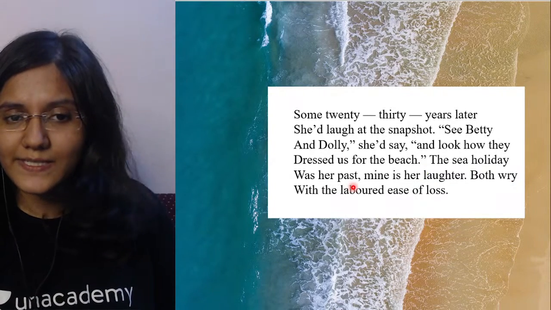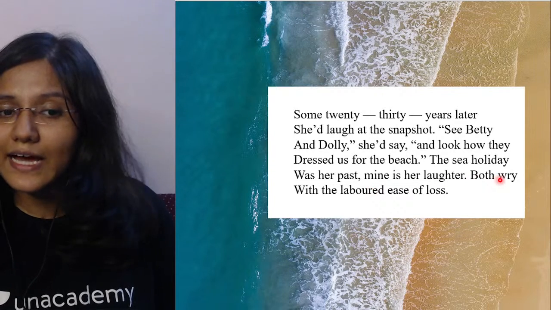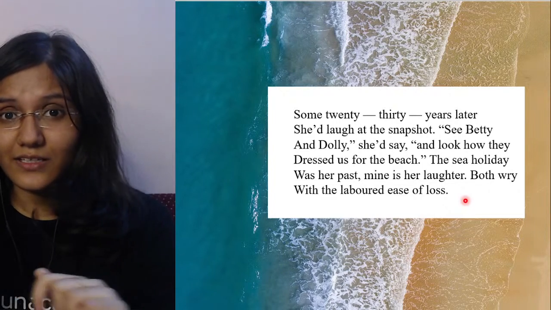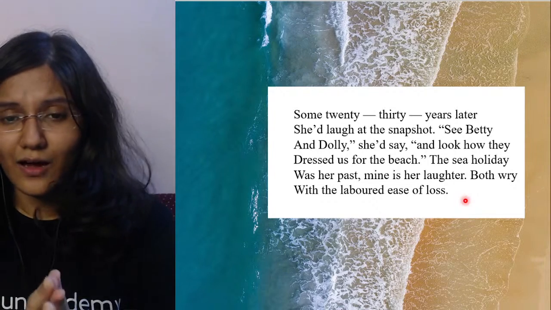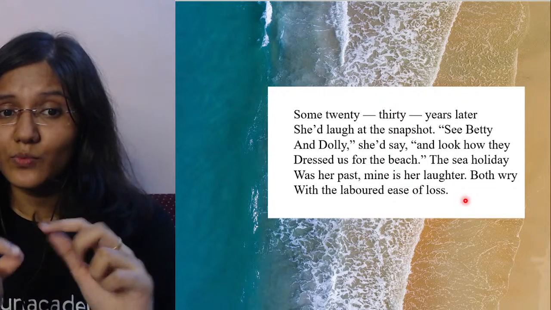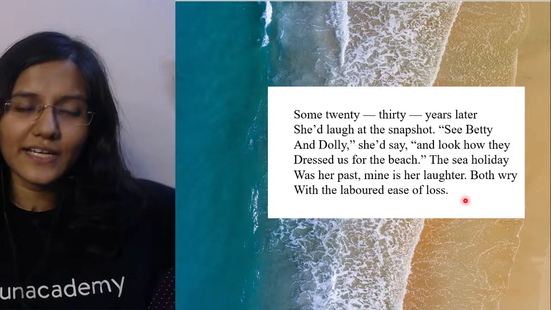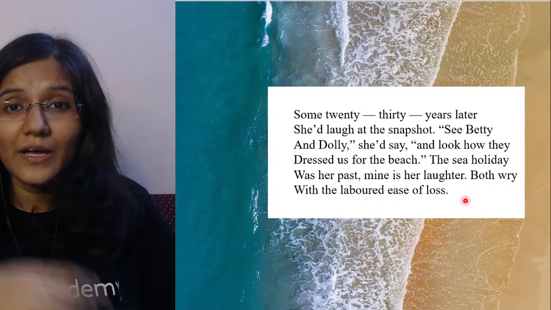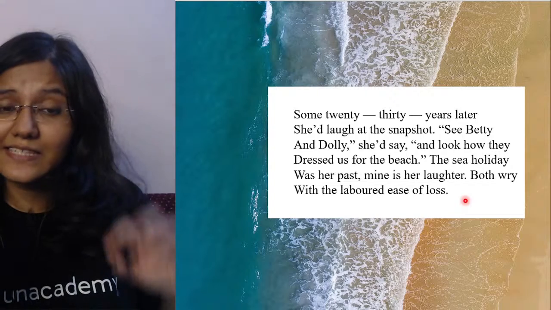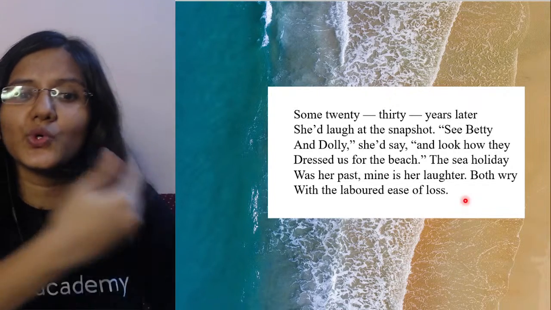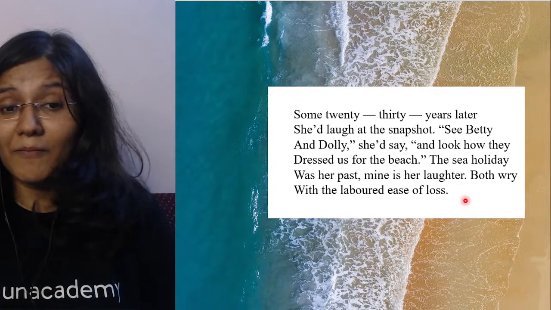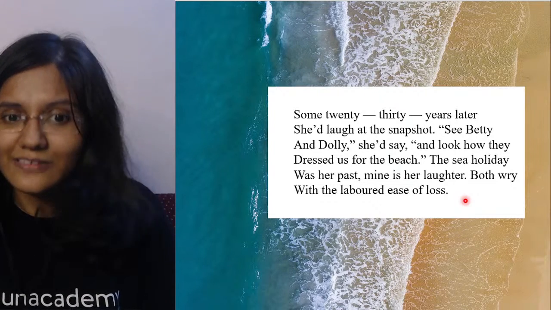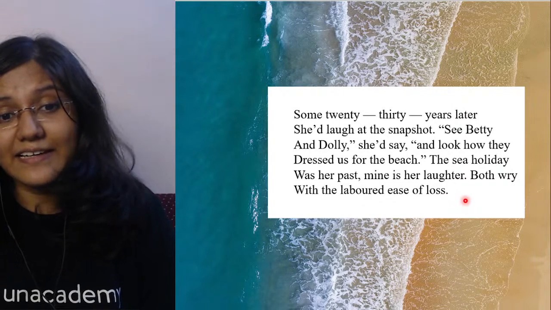The sea holiday was her past, mine is her laughter. Both ride with the labored ease of loss. We find out in the next verse that the narrator's mother is dead, right? And that's why the narrator tells us that the sea holiday was the mother's past. So when her mother talks about the photograph and she talks about that event in her life, it's about something that happened long ago to her. But for the narrator, her past is the memory that she shares with her mother, in which her mother shows her the photograph and thinks about her past, right? That laughter of her mother when she looks at that photograph, that is the past of the narrator. That's what the narrator can remember. Both ride with the labored ease of loss.